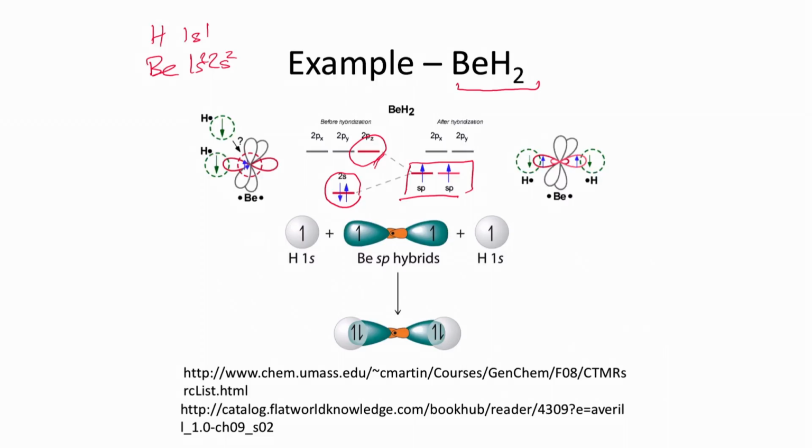And since I had two electrons to begin with, one here and one here, I'm going to put them in these hybrid orbitals, one here and one here. And now when those hybrid orbitals combine with the hydrogen 1s orbitals, they can make a bond here and here and have much better orbital overlap and a much stronger bond.